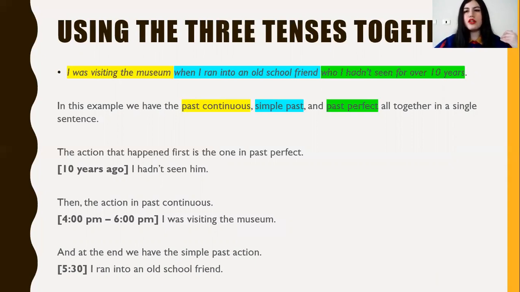Then the action that happens next is the one in the past continuous: I was visiting the museum. And then the action in simple past: I ran into an old school friend. So first, I hadn't seen that person in 10 years. Then I was visiting the museum. And in the middle of my visit to the museum, I met that person, okay? So that's going to be the order for these actions. First, the action in past perfect, then the action in past continuous, and then the action in simple past.